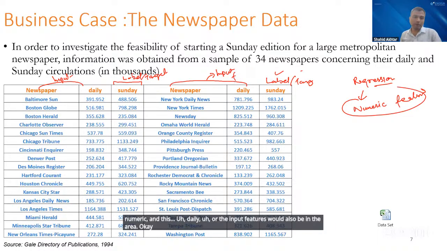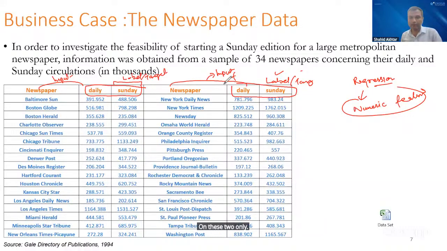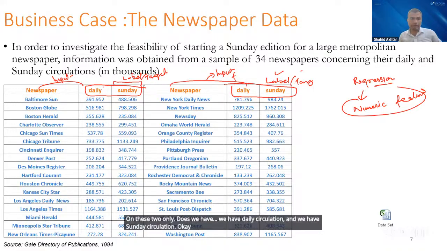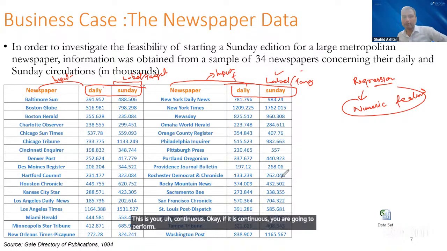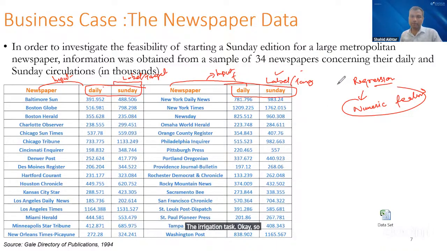So let's focus on only these two. Thus we have daily circulation and we have Sunday circulation. You can find this Sunday circulation, your target value, is continuous. If it is continuous, you are going to perform the regression task. So yes, we are performing a regression task, and this is continuous. Whatever daily circulation you have, you can predict for any other daily circulations.